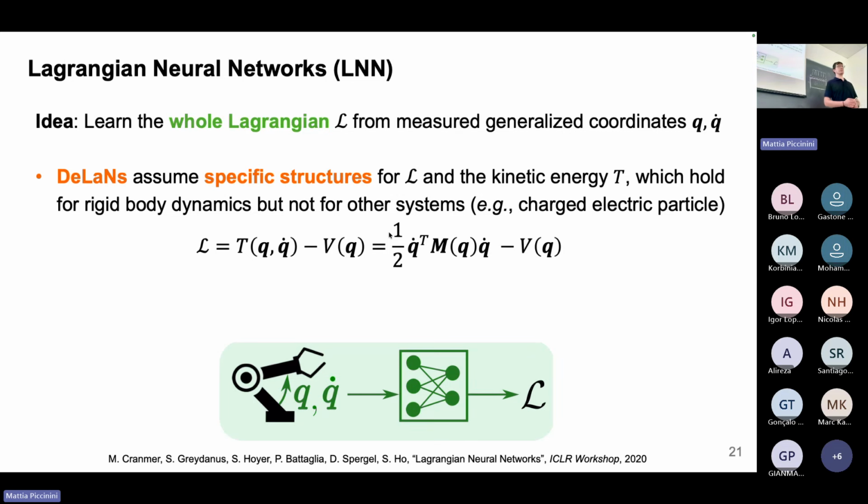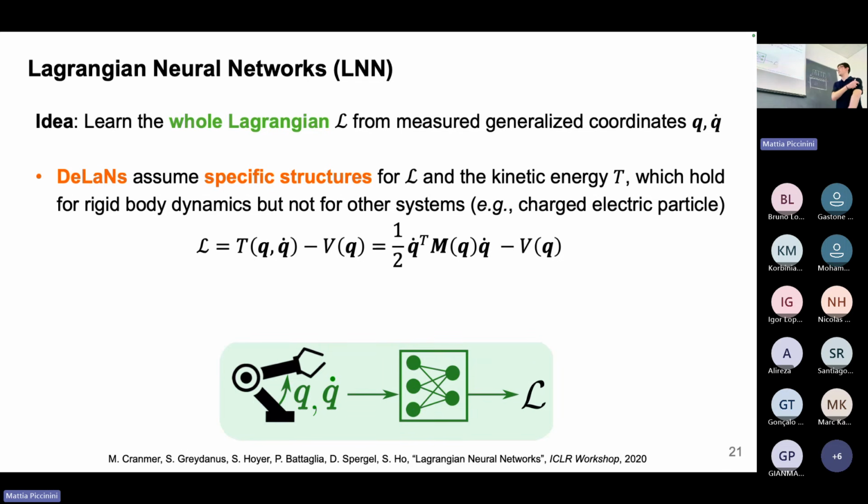vehicles, other systems. But if you have charged particles, electrical systems, whatever, then this is not the Lagrangian anymore. You maybe don't have a mass matrix, or you express the kinetic energy in a different way. You can still have kinetic minus potential energy, but the expression of the kinetic energy maybe changes, and also for the potential. So the Lagrangian approach is different.